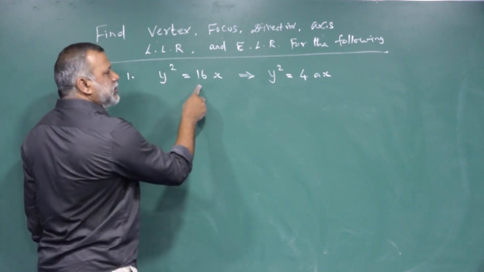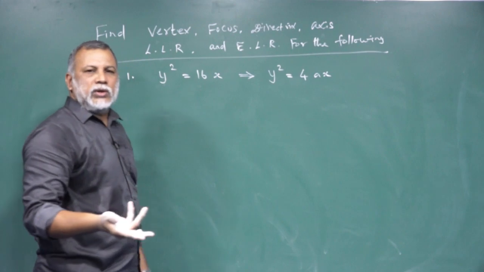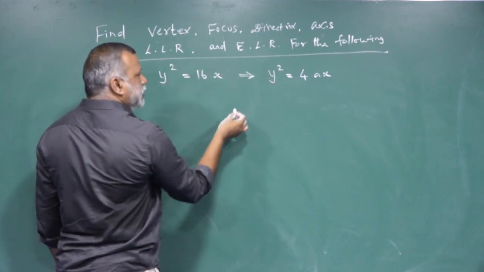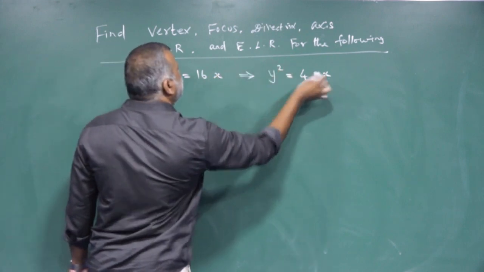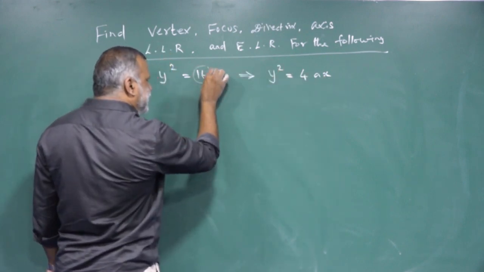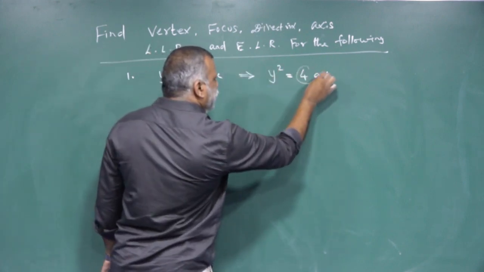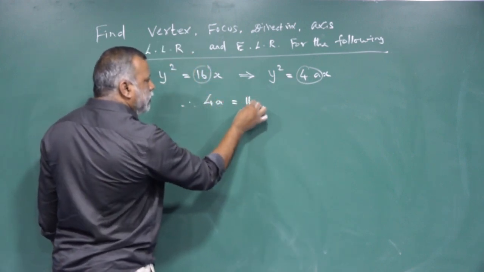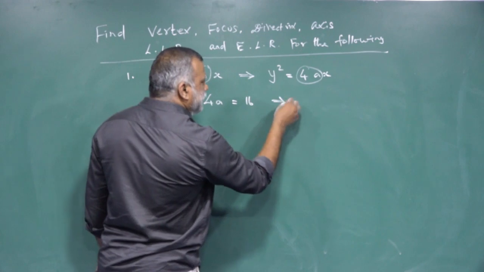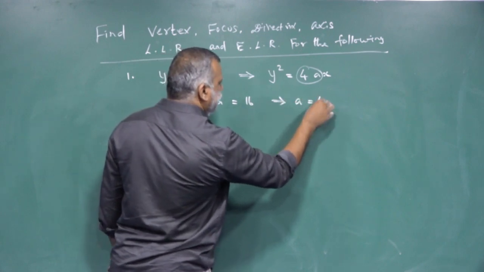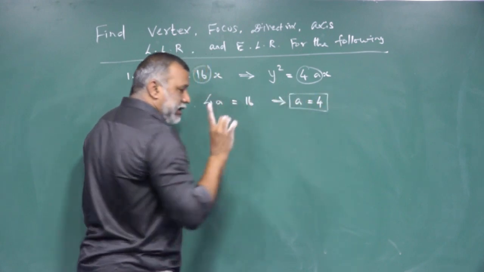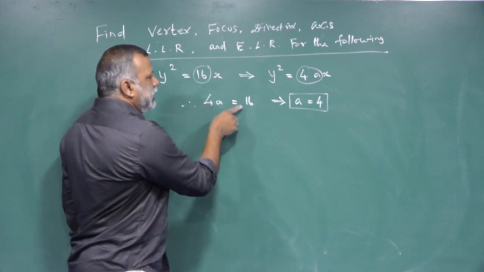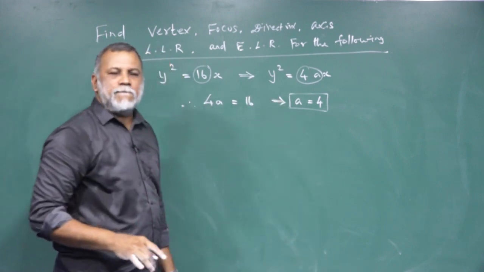Y squared equal to 16x, we already worked out y squared equal to 4ax. See here, y squared on the LHS, here also y squared on the LHS. X here, also x. Then compare 16 with 4a. Therefore, we can make sure 4a equal to 16, from that a equal to 4. So very comparatively, you can study the concept. So 4a equal to 16, a equal to 4.